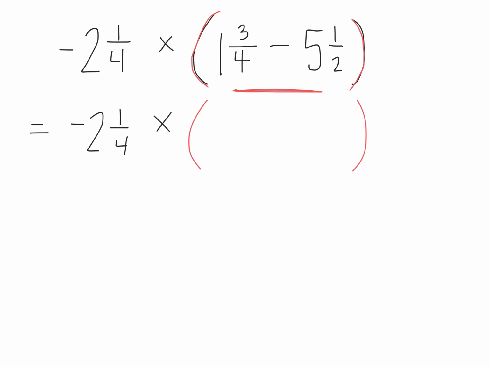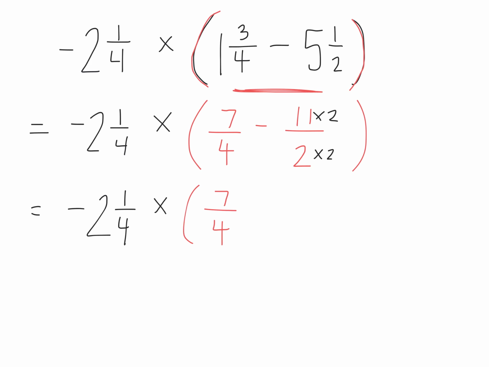How many of you turned this into an improper fraction? Okay, so what did you get? 7/4 minus 11/2. Good. And what is the lowest common denominator? 4. Okay, so we're going to multiply this by 2. Again, this is just one way to do this. So we have negative 2¼ times, let's rewrite this with the common denominator, 7/4 minus 22/4.